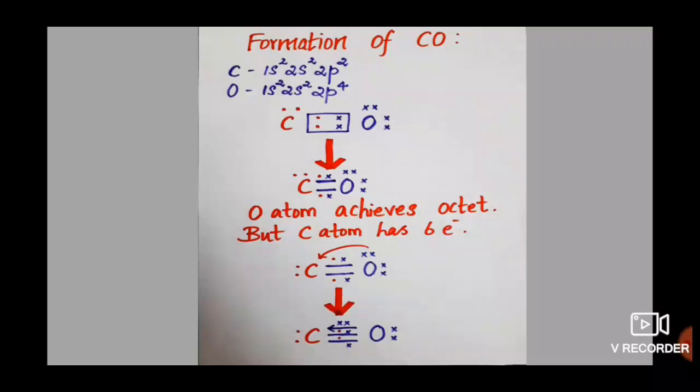Carbon has 4 valence electrons and oxygen has 6 valence electrons. Firstly, by forming 2 covalent bonds, oxygen achieves octet, but carbon has 6 electrons. So, to achieve octet, carbon needs an electron pair. And so, the oxygen atom donates the unshared electron pair to carbon, and now a coordinate covalent bond is set between carbon and oxygen. So, to conclude, carbon monoxide has 2 covalent bonds and 1 coordinate covalent bond.